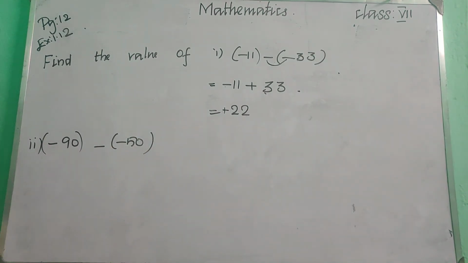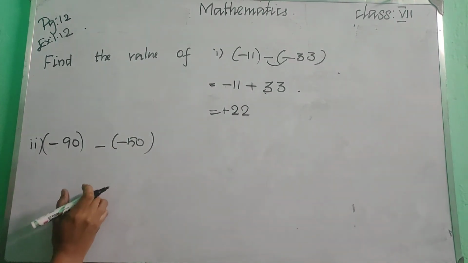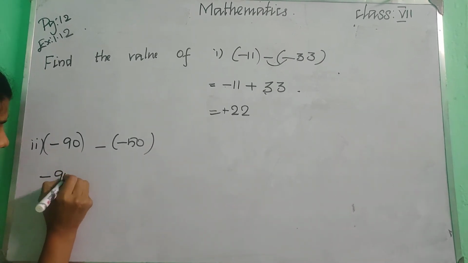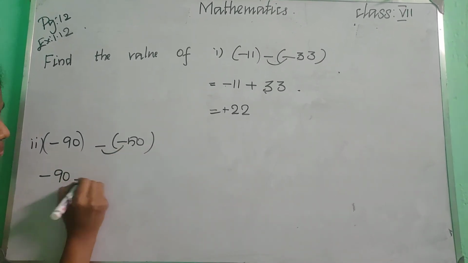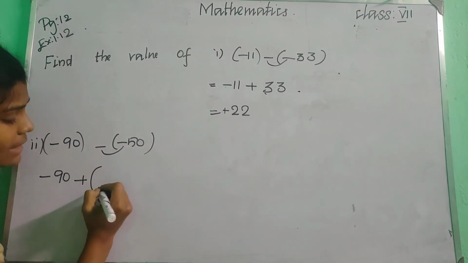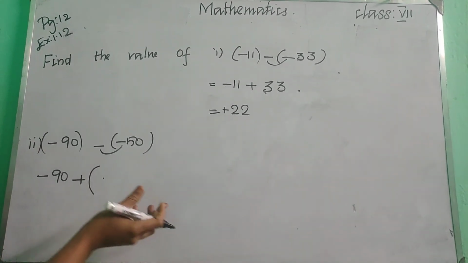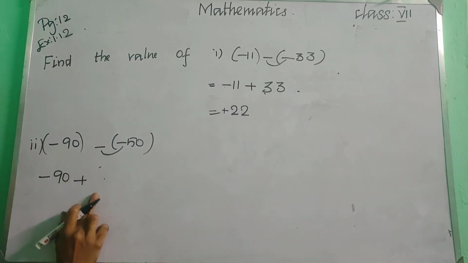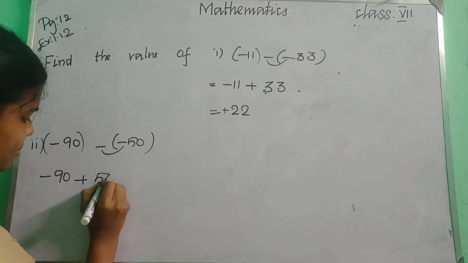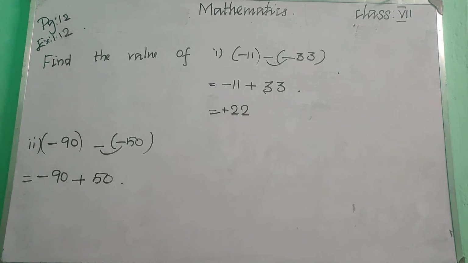Okay, so how will you do? We have the question as minus 90, minus into minus plus. We can write plus, and then what will you write? Additive inverse of minus 50. What is the additive inverse of minus 50? 50, is it? So we are getting the question as minus 90 plus 50.